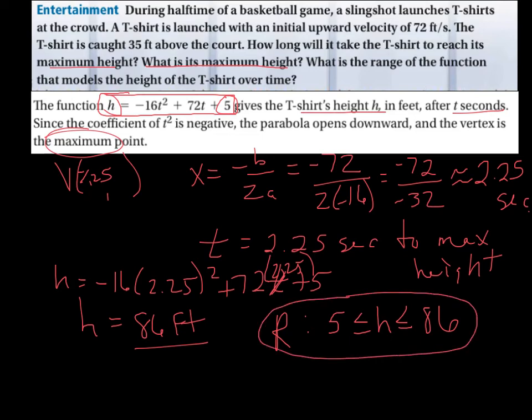Remember, we talked about how sometimes real world problems put some different restrictions on our domains and ranges. And here's another example of that, where it's not just that the range is less than or equal to 86, but it's only going between 5 feet and 86 feet, the lowest point and the highest point.